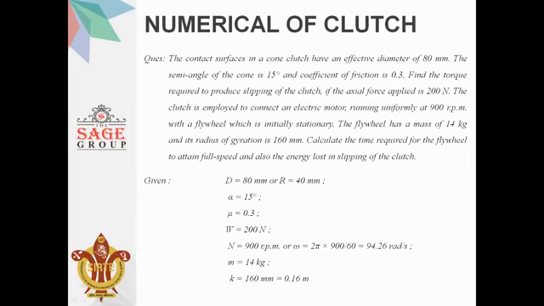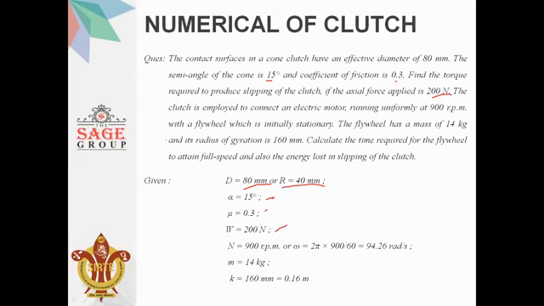Now, first of all, we have given the effective diameter of the clutch. Effective diameter of the clutch is equal to 80 mm. So capital R will be equal to 40 mm. This is the mean radius of the clutch. Now, the semi angle of the cone 15 degree. That means we have alpha 15 degree. Coefficient of friction 0.3. That means mu is equal to 0.3. We have to identify the torque required for slipping if total axial force is applied 200 newtons. So 200 newtons is our axial force W.